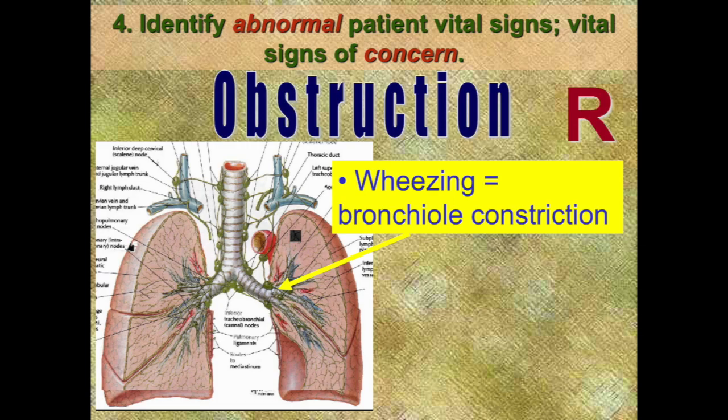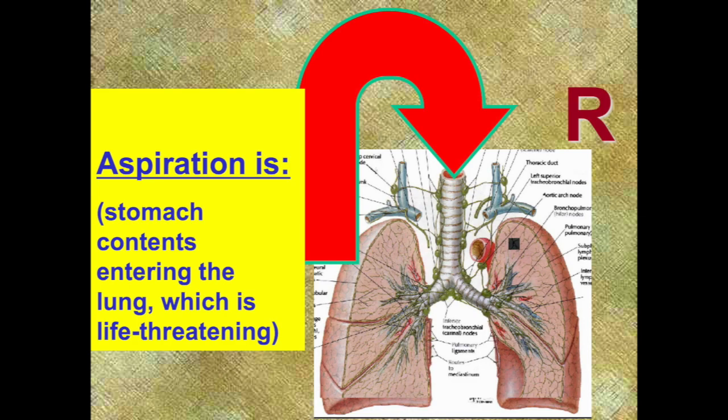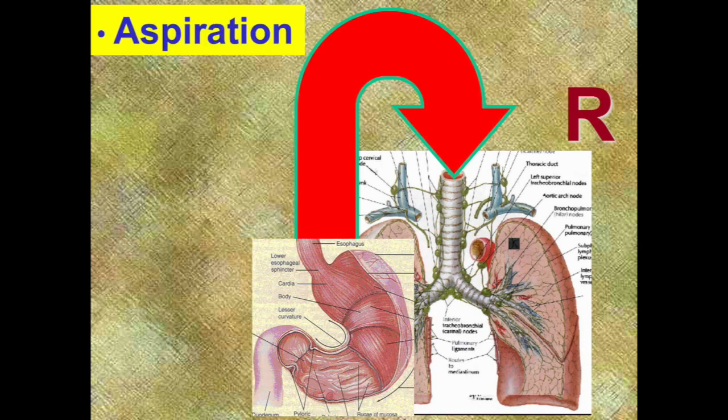You'll see in other lectures that this is treated with coughing and deep breathing or with something like albuterol or Primatene Mist. Aspiration is a really good chance of death for the patient, so it's got to be looked at as something really crucial to not happen. That's why NPO status is so important. This is where gastric contents, stomach contents, are emptied into the lungs.